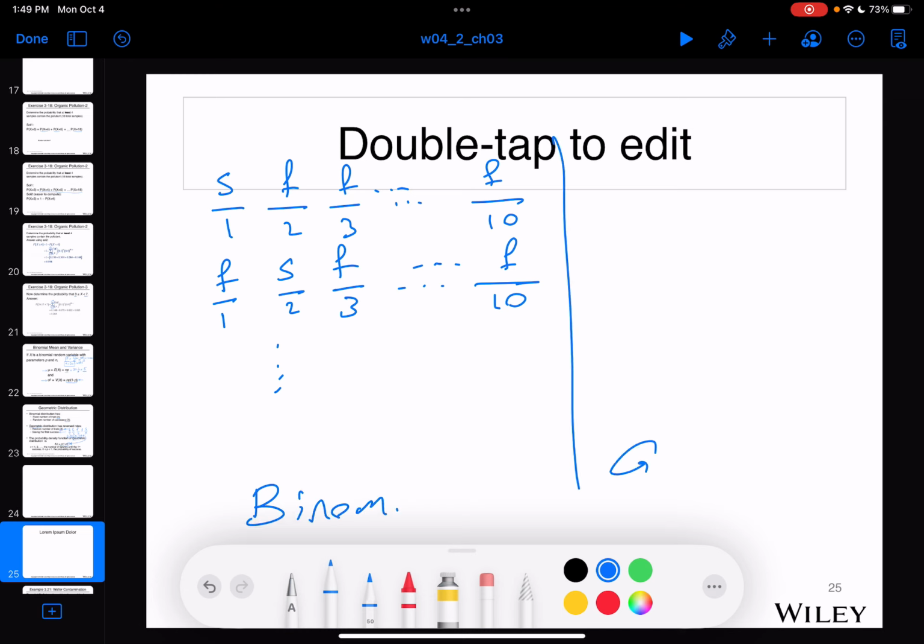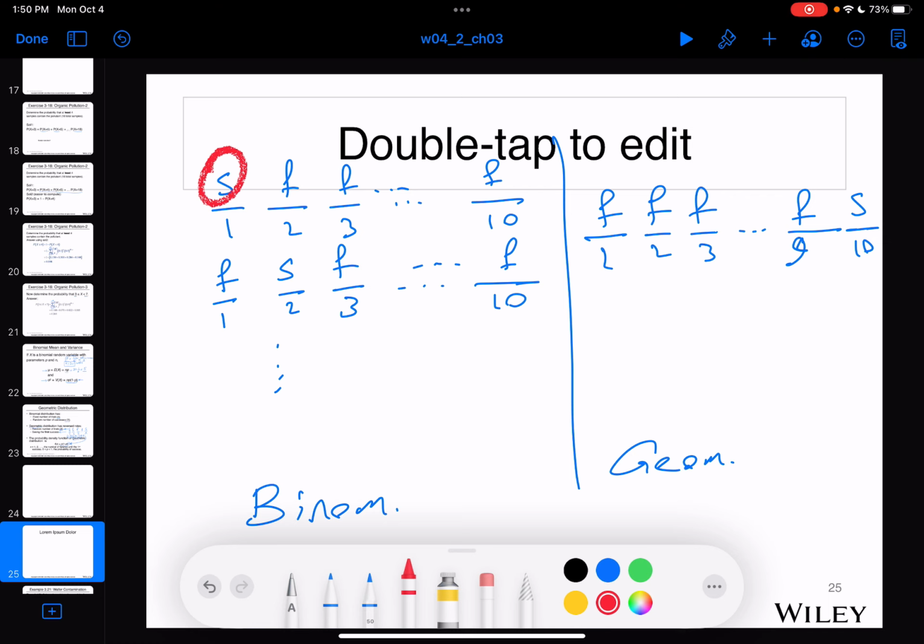But in the geometric case, the only answer is I fail, fail, fail, fail, and then I succeed. Right? So that's the key difference between geometric and binomial, right? So in binomial, my success can happen anywhere. It can happen in the first trial, second trial, all the way to the 10th trial, right?